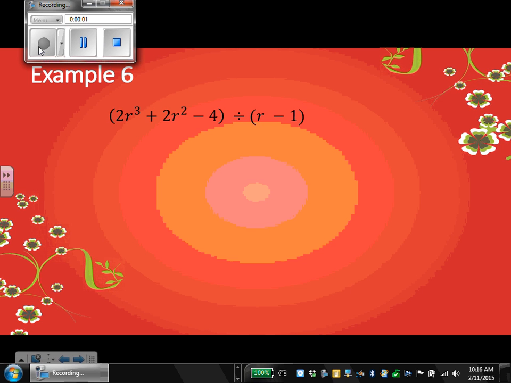We are picking up on objective 14. We were dividing by binomials, and we are going to talk about what I call commercials today. Now, before we start this problem, explain to me what a commercial is.